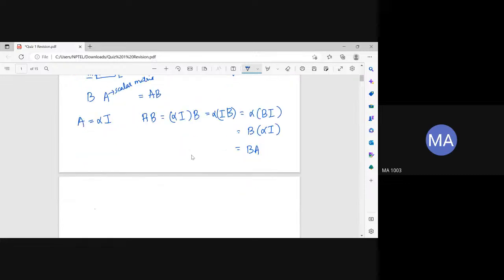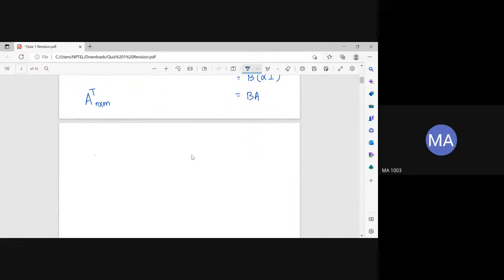Fine. What is A transpose? The rows are written as columns. If A is an M cross N matrix, then A transpose is an N cross M matrix. You just interchange the rows and columns of the matrix. Fine. So these are with matrices.